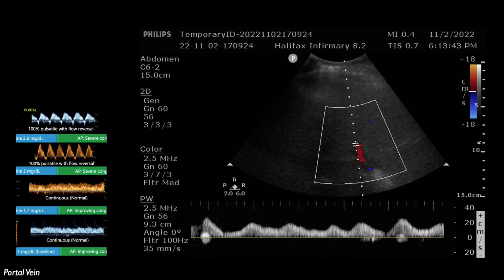Next, on assessment of the portal vein, we see a pulsatile flow. While there isn't obvious flow reversal, as depicted by the arrows in the image from the article by the pulsations of flow below the x-axis, the flow is still not continuous, but rather is pulsatile. This is also in keeping with a patient who is congested, as we can see in the diagram on the left from the previously mentioned article.